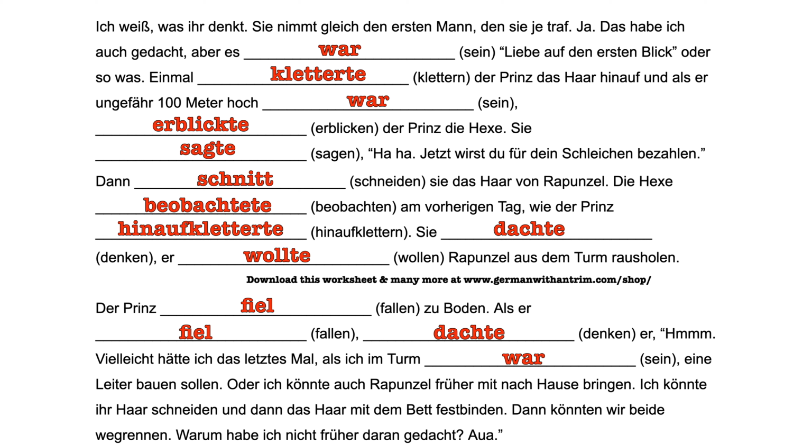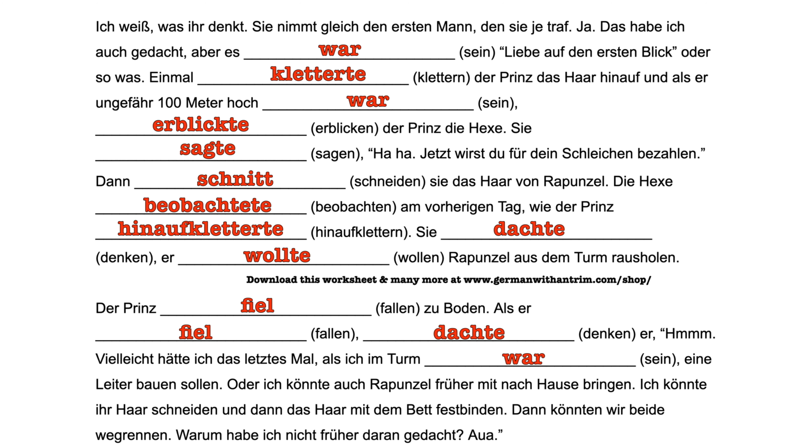Maybe the last time I was in the tower, I should have built a ladder. Oder ich könnte auch Rapunzel früher mit nach Hause bringen. Or I could have just taken Rapunzel back with me earlier. Ich könnte ihr Haar schneiden und dann das Haar mit dem Bett festbinden. I could have just cut off her hair and then tied it to the side of the bed. Dann könnten wir beide wegrennen. Then we could both run away. Warum habe ich nicht früher daran gedacht? Why didn't I think of this sooner?